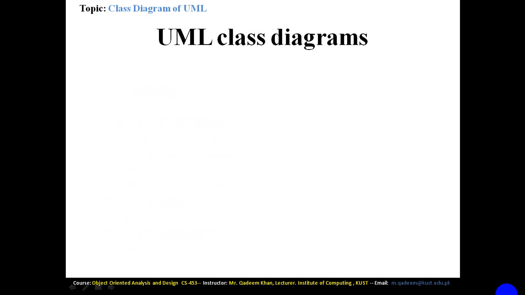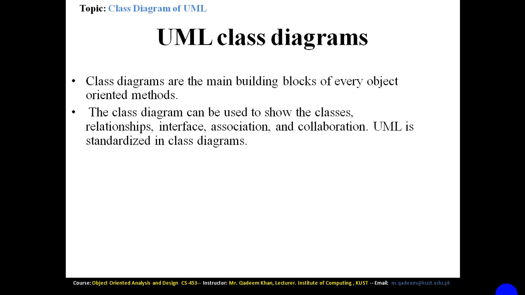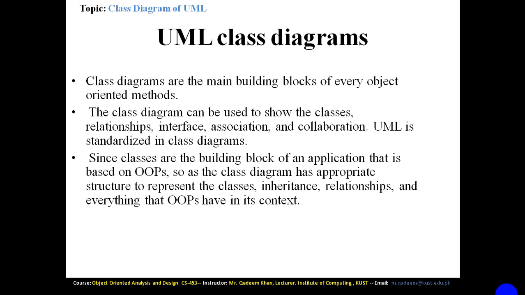Okay, class diagram. The class diagram is a very important building block of object-oriented programming methods. So basically, the class diagram is in fact a main piece of code which represents a certain sort of functionality and is also used to process the data. Basically, a class diagram is used to show different sorts of classes and the relationships among these classes. Also, we have certain interface classes and the associations, which are a relationship, and also the collaboration among multiple classes.